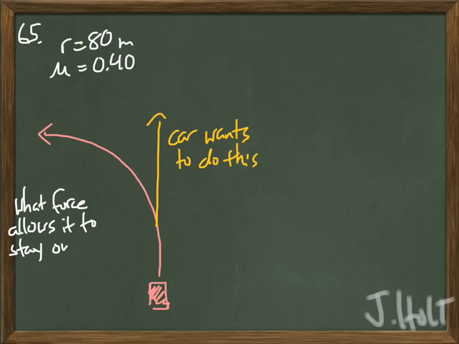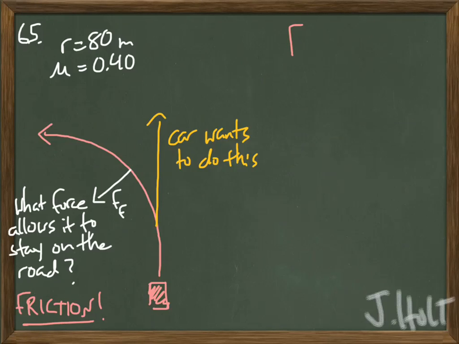Well, we can use our negative thinking again. If it was ice, you would not be able to turn, you would just go straight. So, what allows you to turn is the force of friction. Friction is what allows you to turn when you're driving on the road. So how can we use that to solve this problem?